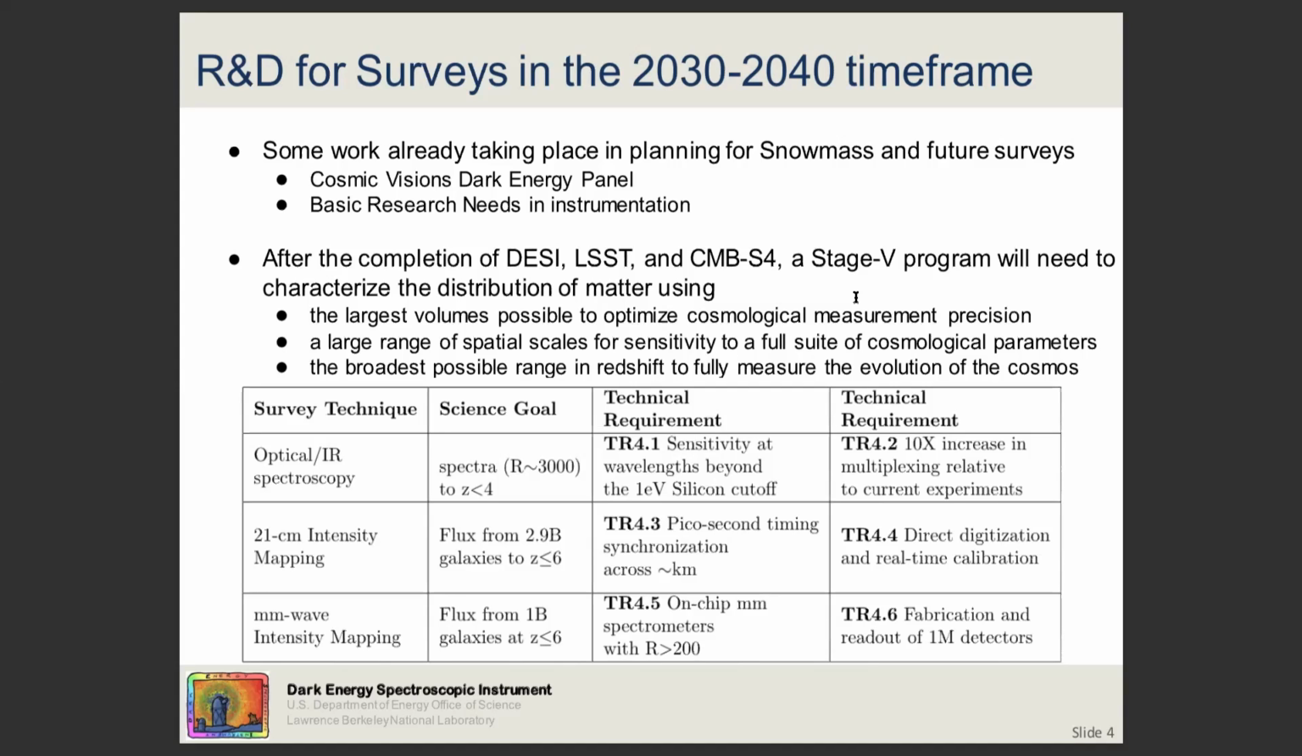So what comes out of these processes, the Cosmic Visions, the Basic Research Needs, is, one, it's just a really broad goal. What do we want to do after DESI, LSST, and CMB stage 4? We want to probably explore the largest volumes that are possible. We want to optimize cosmological information. We want to get a large range of spatial scales, and we want to get a large range of redshift. Those are really generic statements. So what I'm going to do is drill down into those and what they mean scientifically in the following slides.